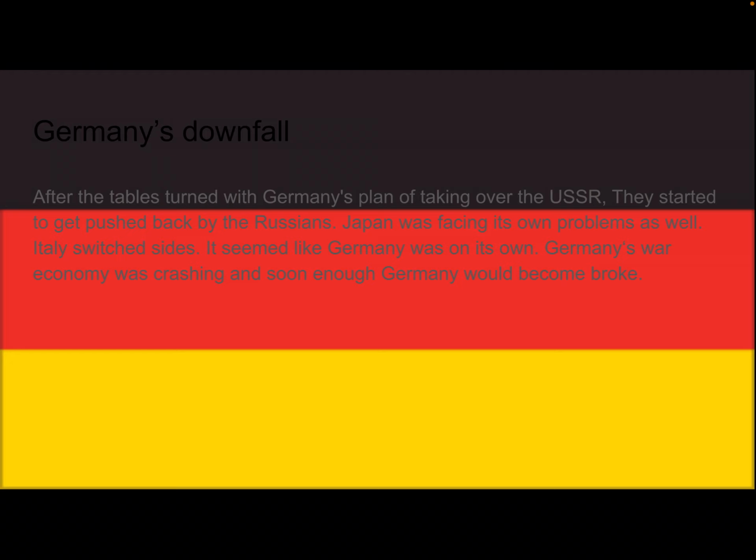Germany's downfall. After the tables turned with Germany's plan of taking over the USSR, they started to get pushed back by the Russians. Japan was facing its own problems as well. Italy switched sides. It seemed like Germany was on its own. Germany's war economy was crashing, and soon enough Germany would become broke.